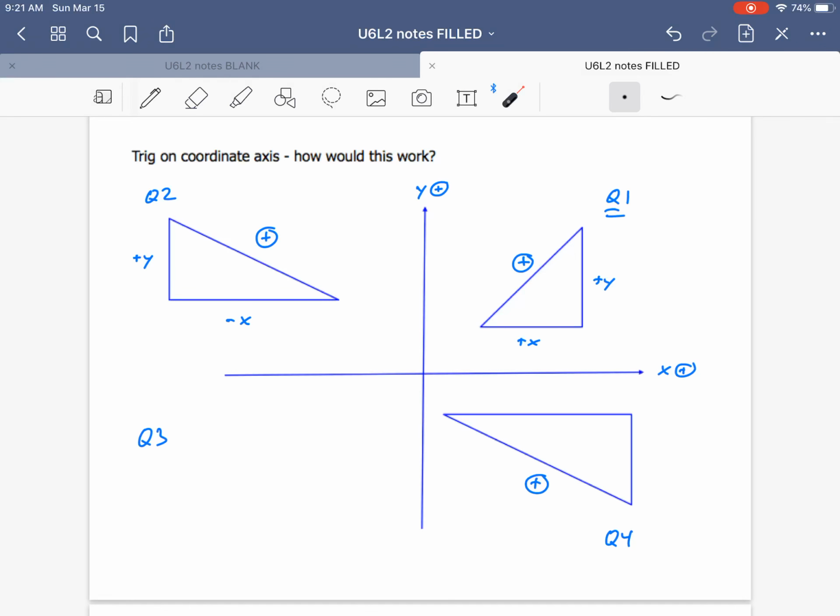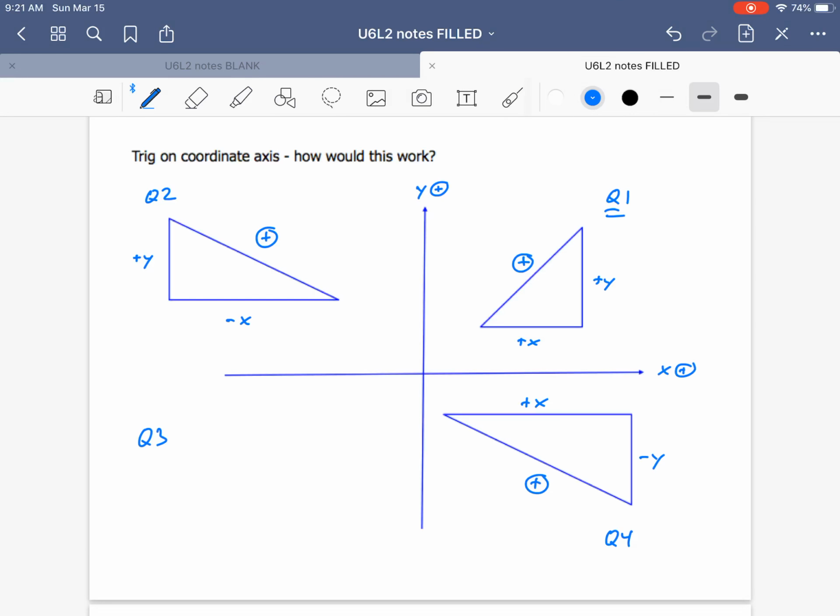In quadrant 3, both are negative, right? So you have negative x because you're moving left. You have negative y because you're moving down. So sine and cosine are negative. Tangent's actually positive, right?